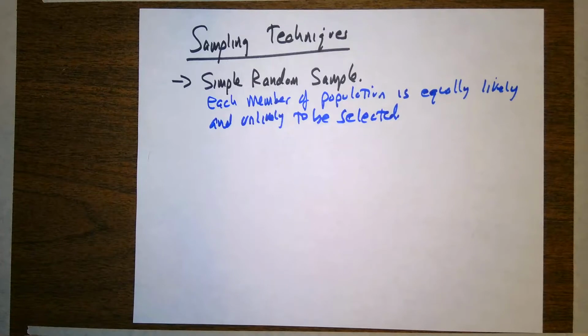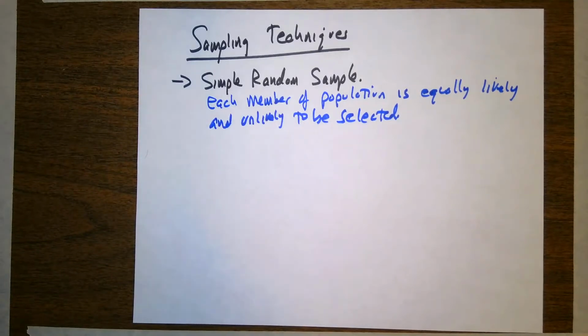Again, let's talk about our students. What would be a good simple random sample? Well, I could put the names of all the students on a slip of paper and put all the pieces of paper into a hat and then just randomly put my hand in and draw out a sample. Each name is equally likely and unlikely to be chosen.